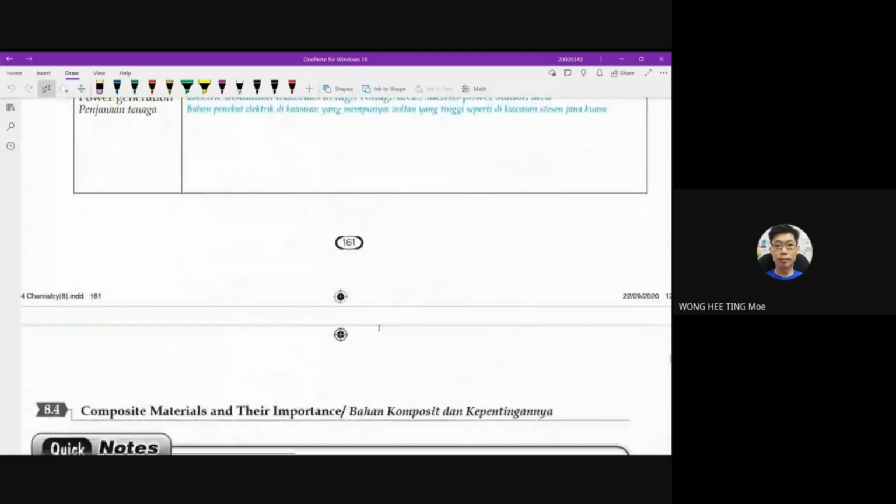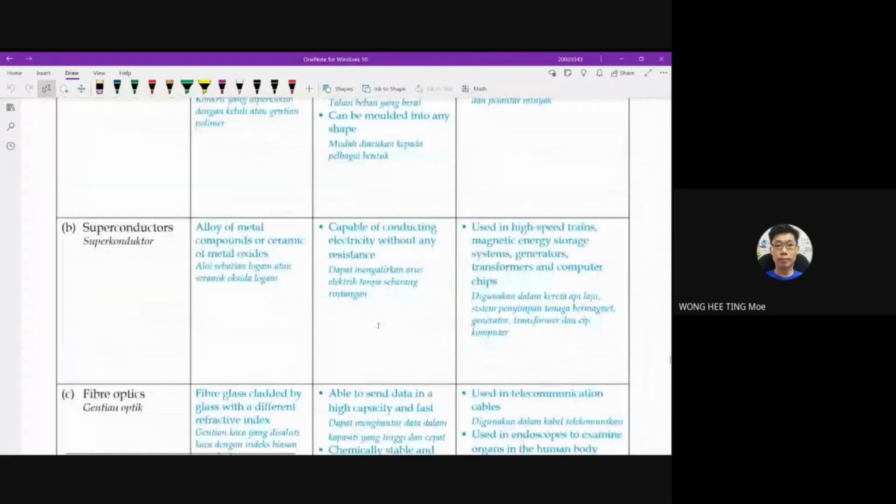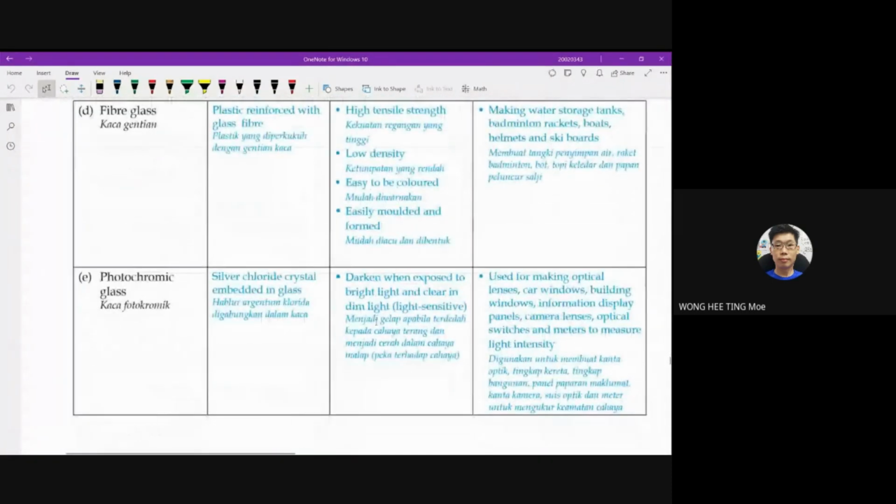Okay, under photochromic glass, right? Photochromic glass. Okay, so you can write down this one. It is darkened when exposed to bright light or UV light, and clear in the dim light. And it can directly block the UV light. When it is darkened, it actually blocks the UV light. So you can write this one. It is darkened when exposed to bright light or UV light, and it is clear in the dim light, when there is no UV light.